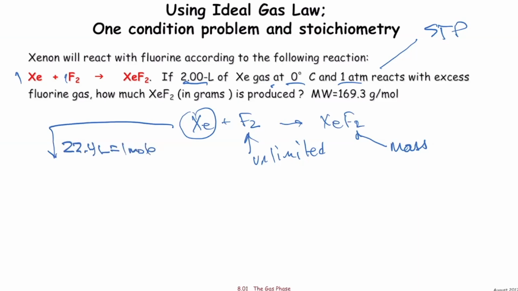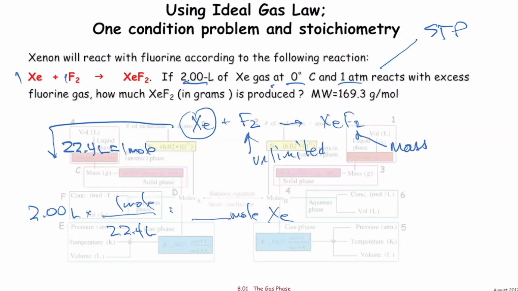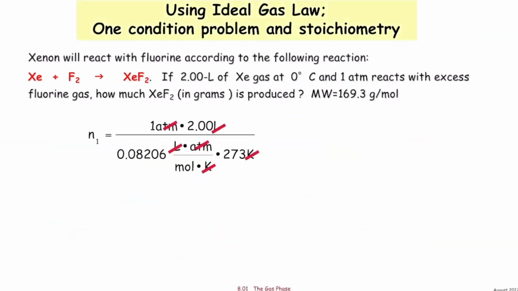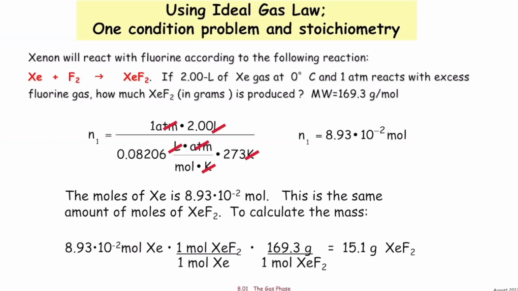So we have 2 liters, and we know that 22.4 liters is 1 mole. Now we can calculate the moles of xenon, and that's going to be, I think, 8.9 times 10 to the minus 2, or 10 to the minus 3, okay? And then we're going to use this stoichiometry map right here. So we can do PV equals nRT, or we can use this right here.